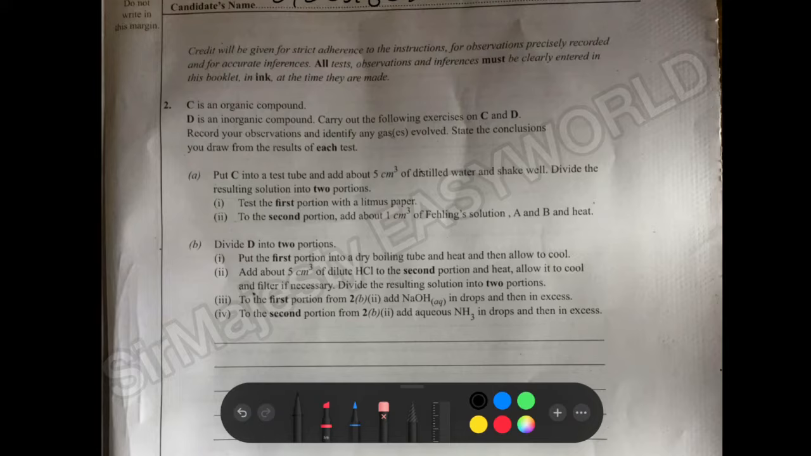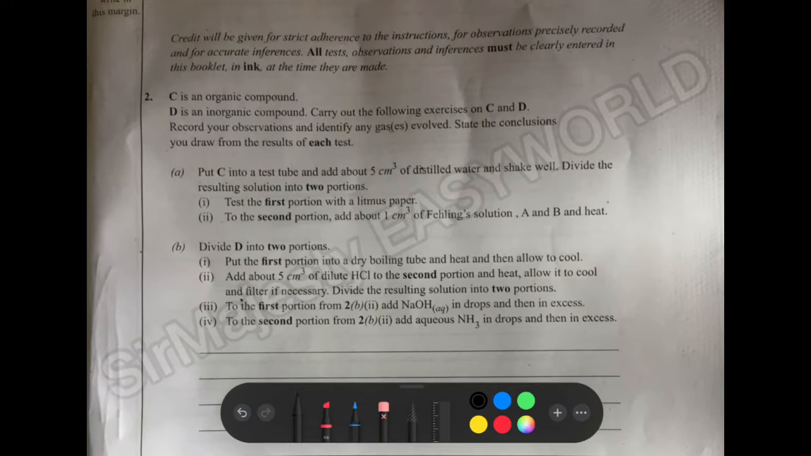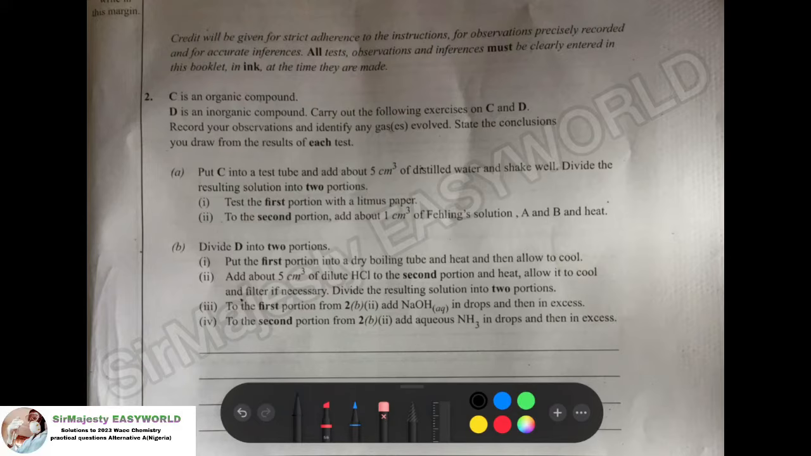C is an organic compound, D is an inorganic compound. Carry out the following exercises on C and D. Record your observations and identify any gas or gases involved. State the conclusions you draw from the results of each test.